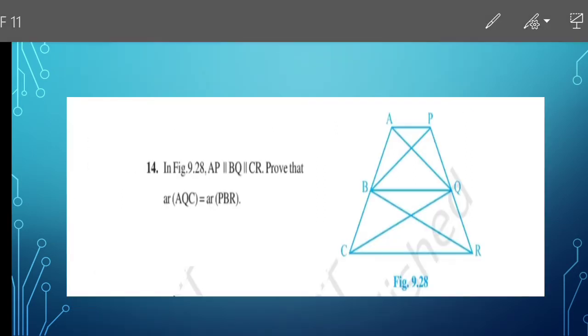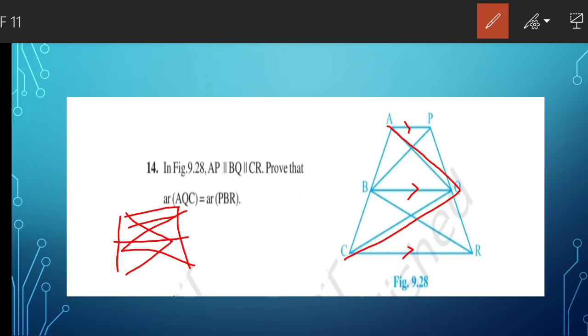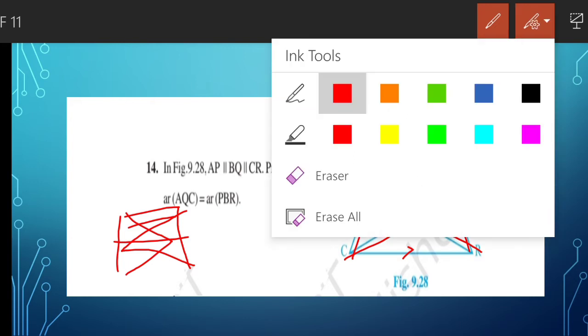Now this is sum number 14. Here it says AP is parallel to BQ and parallel to CR. We have to prove that AQC, which is like this, and PBR, which is like this, are equal. These two areas are equal. This we have to prove.